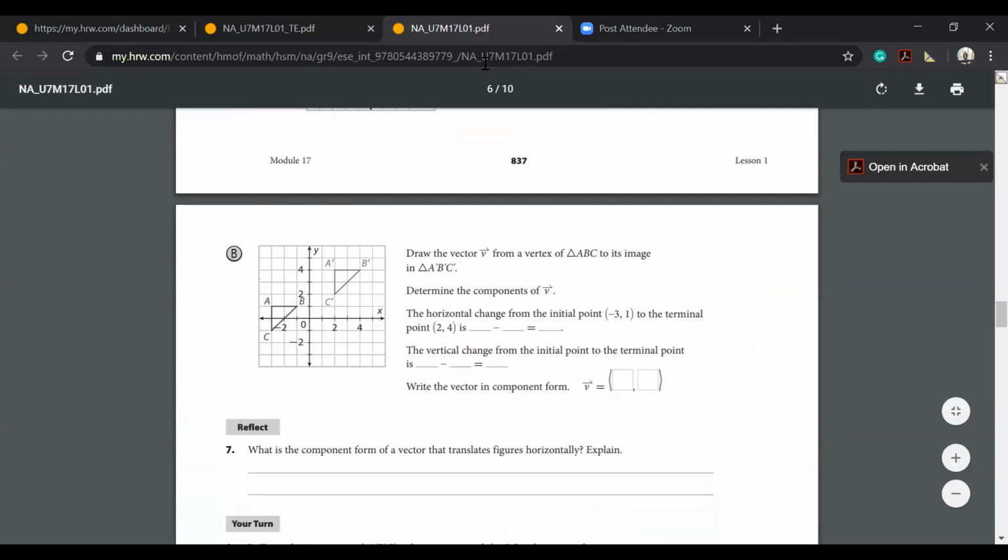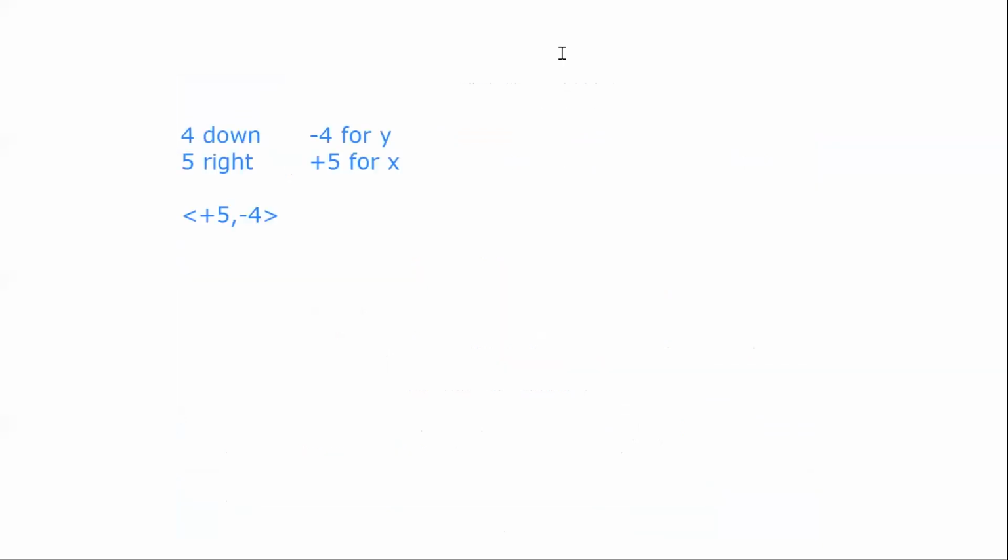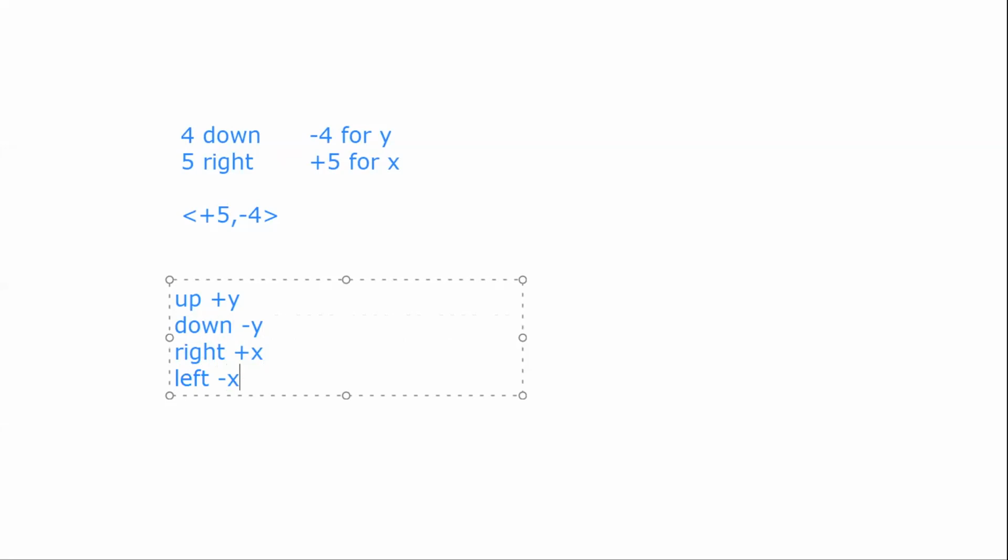We can write this as a note. The trick for you is to understand that up means positive y, down means negative y, right means positive x, and left is negative x. Okay.